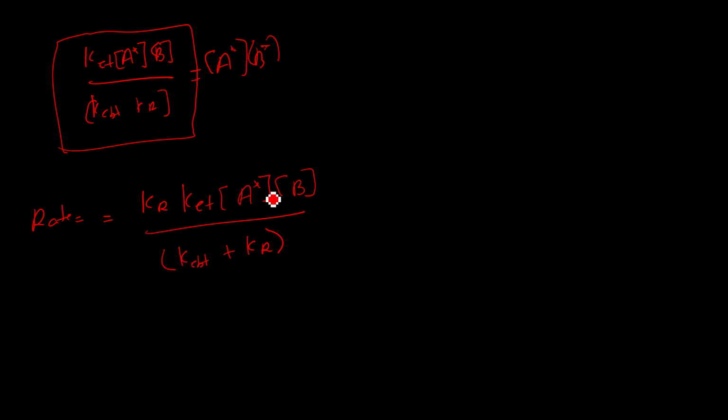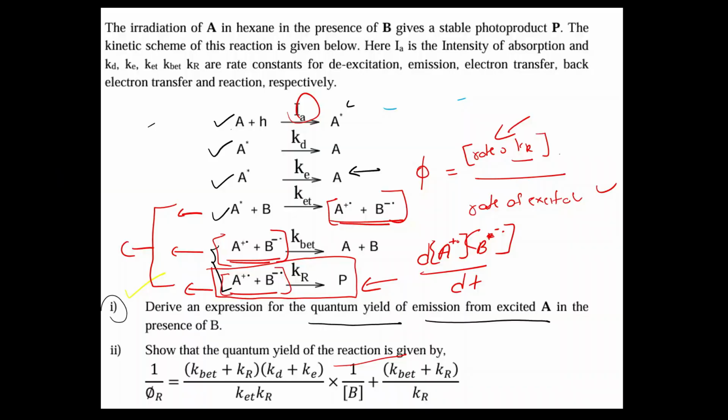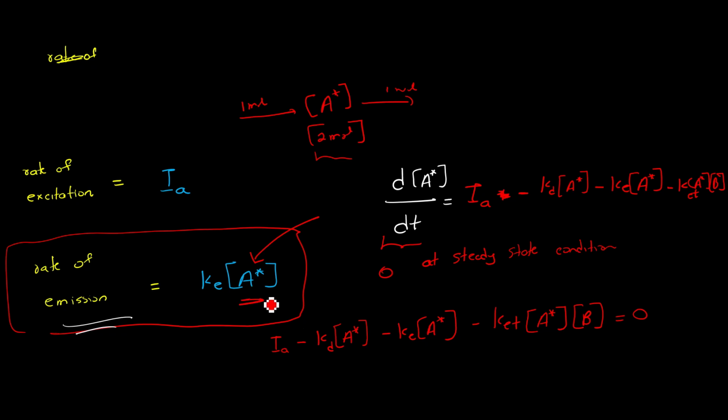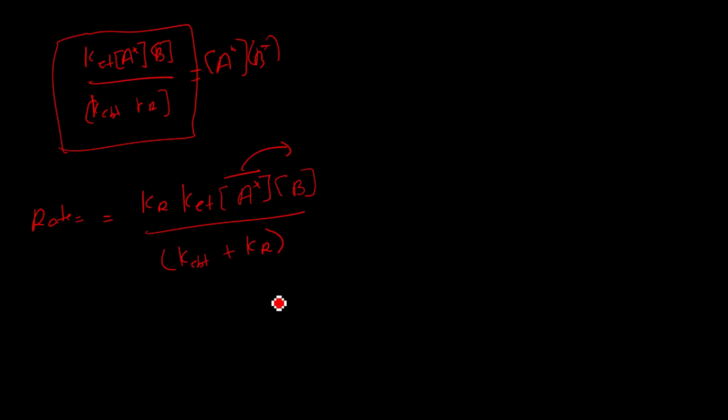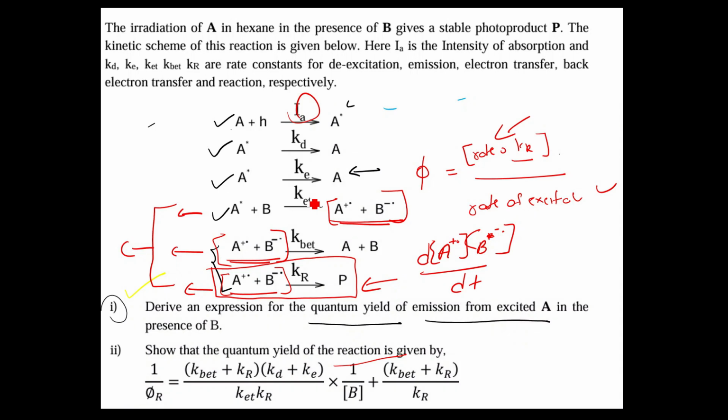Here you can see A star. This is not initial data, right? It's not the initial data which you have been given. So you need an expression for A star. But if you remember, we have derived the expression for A star in our previous step. So you can substitute this A star, and now you have the whole rate expression for this particular term, right? The rate of excitation is also there, I_A. Now they are asking for 1 over the quantum yield, right? So you just need to turn it upside down, and you will get the answer.